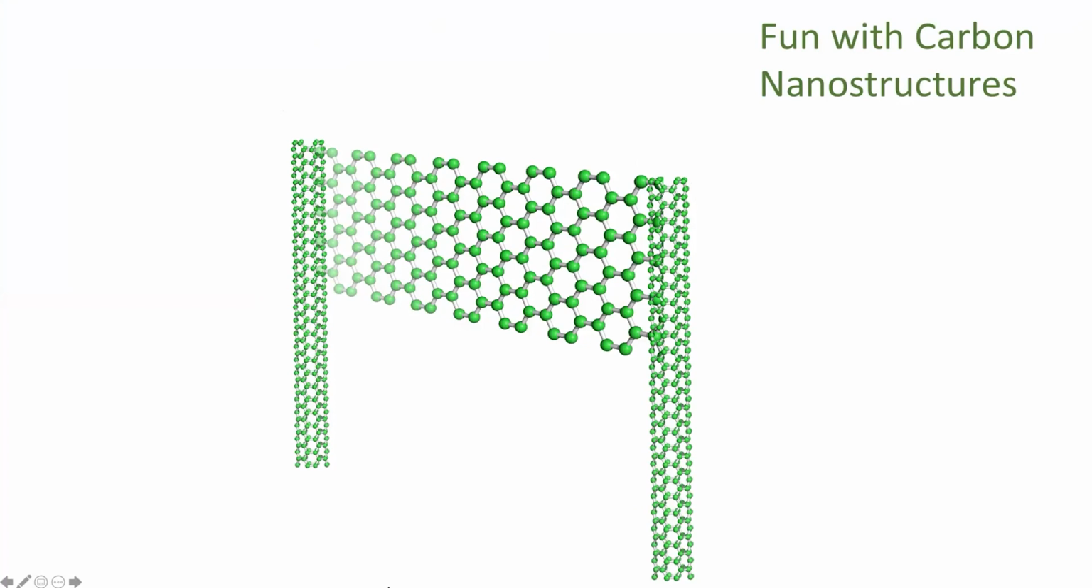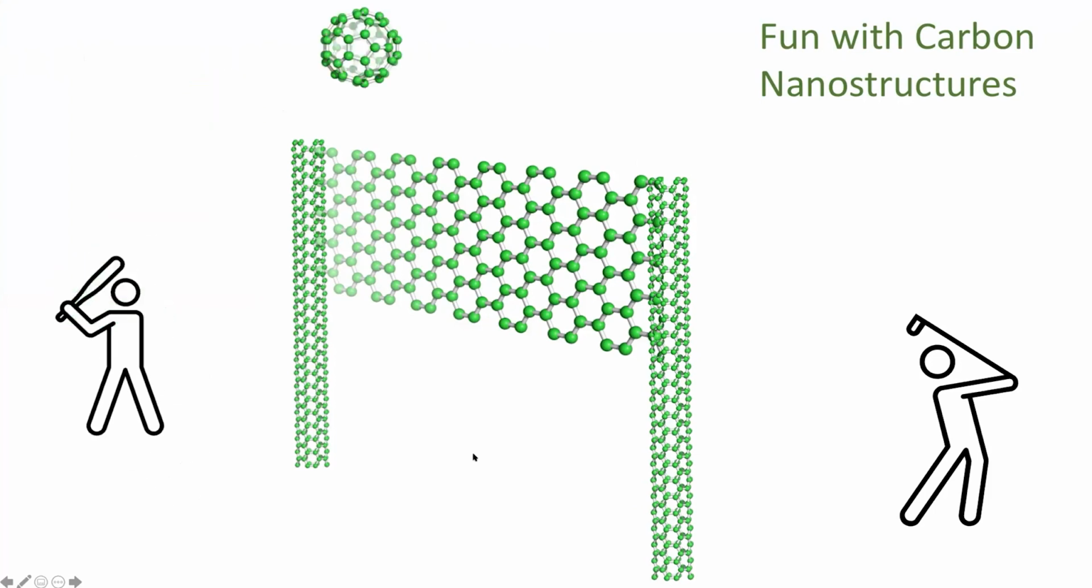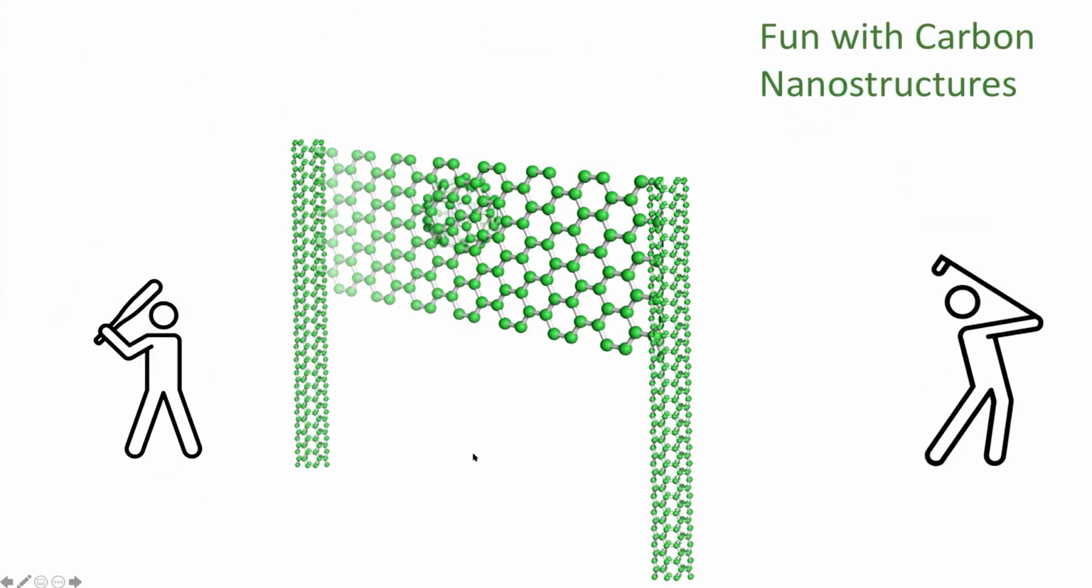And let's see, we need some players to have some fun here. There's a baseball player on the left and a golfer on the right. Choose your player and ready, set, go. Okay, player one, player two hits the ball back. Oh, get over in the net. Okay, so anyway, just a little bit of fun.